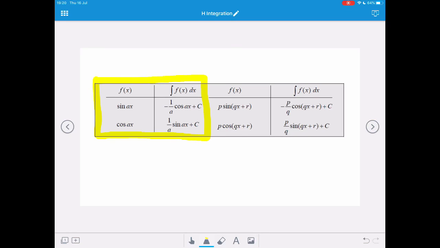Extensions of the above integrals can be found using the chain rule for differentiation. So we need to differentiate the bracket and divide by it. If we look at the integrand p sine of qx plus r, the indefinite integral is negative p times the cos of qx plus r divided by q plus c. And for p cos of qx plus r, it integrates to p over q sine of qx plus r plus our constant of integration c.